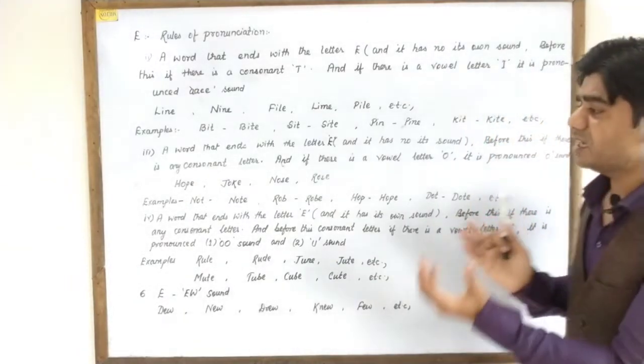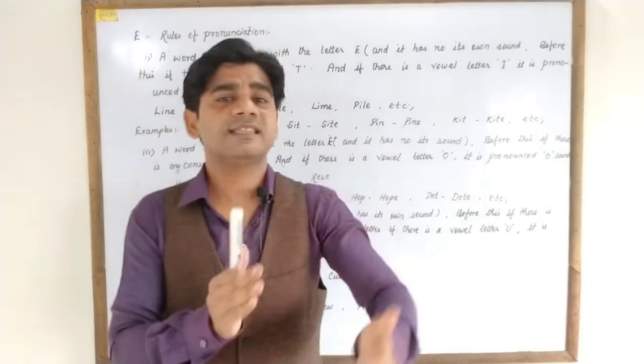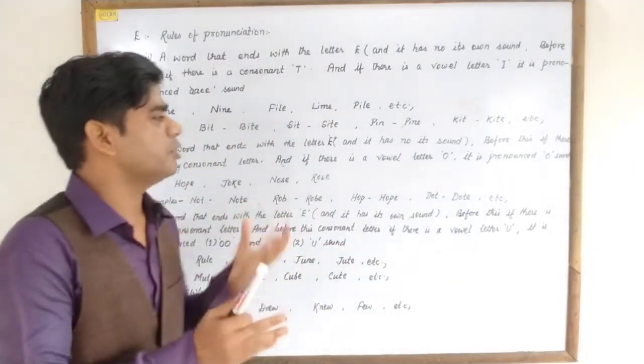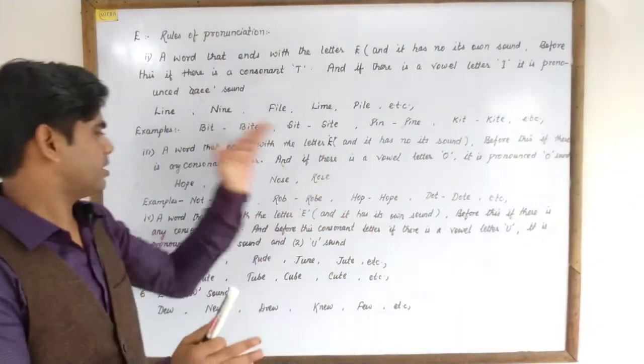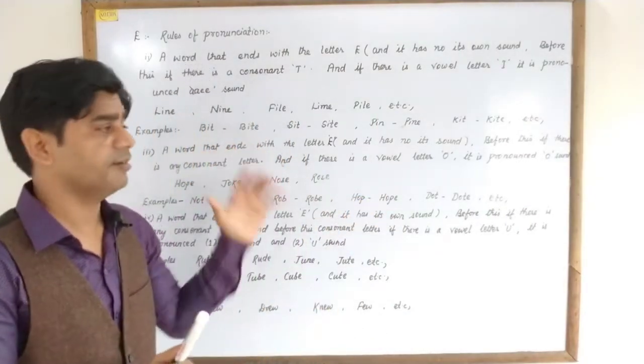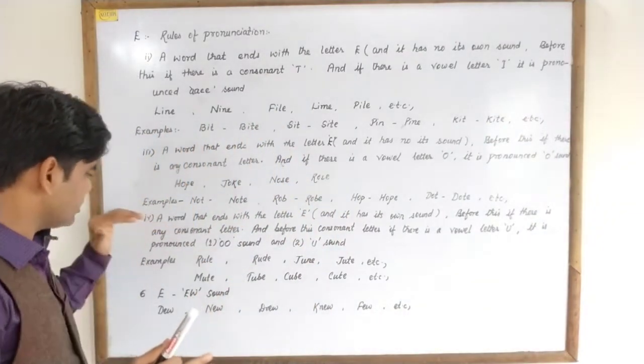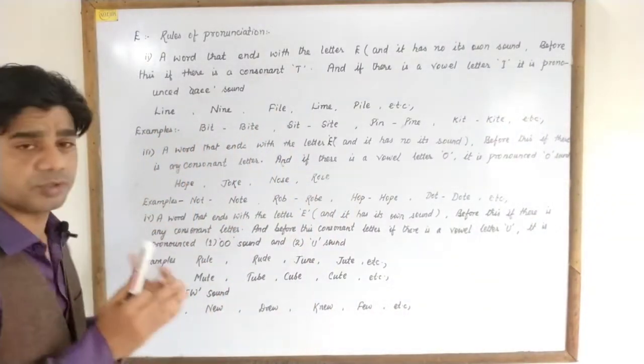So now we have understood that there are some words that end with the letter E, and it has no sound of its own, but before that, if there is a consonant letter, and a vowel letter O before that consonant, it will be pronounced with the O sound. Now let's go through some more rules.